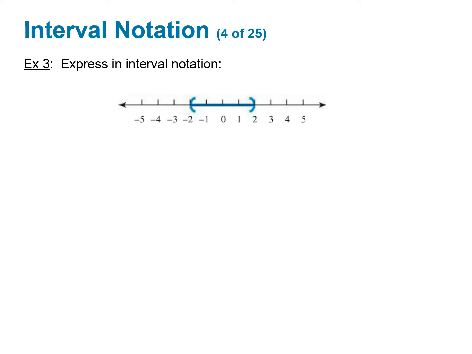So when we do this one, I want you to try this one on your own. Pause the video. See if you can write this as an interval notation. Okay, now that you've given that a try, from left to right, we have the first marking at -2. It's an open parenthesis, so that means it is not included. And it goes up to +2, again with an open parenthesis, meaning that 2 is not included in our set.